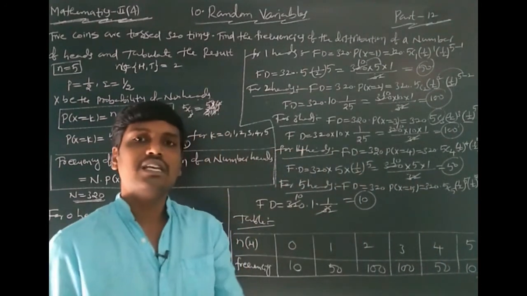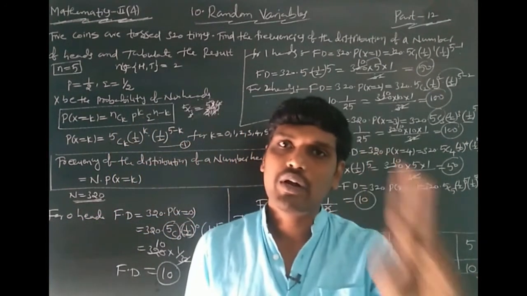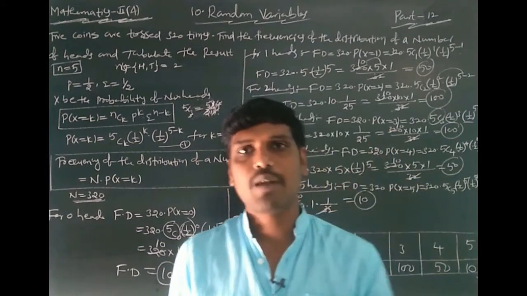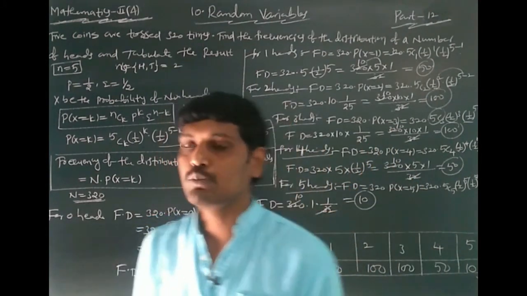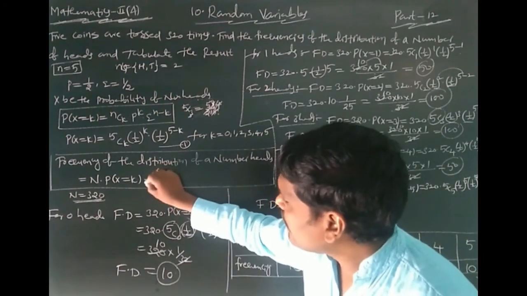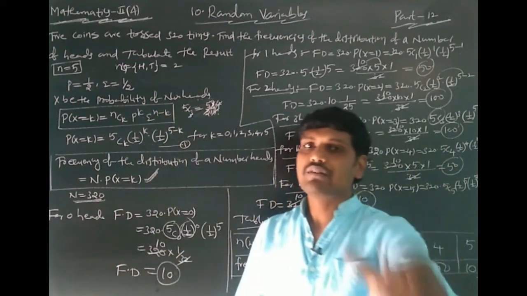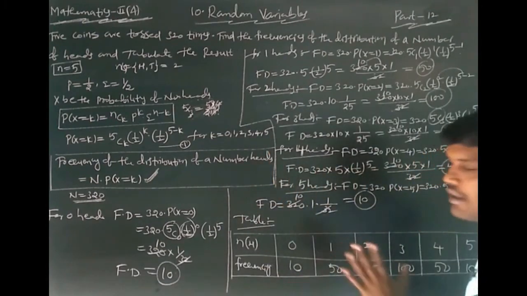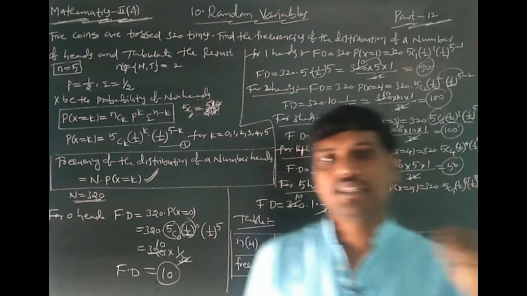This is a very important, unexpected 7 marks problem in the binomial distribution. This is a very easy one. You can read and write this formula perfectly: the frequency distribution formula. This is the table. Understood? In this way you can do this 7 marks problem.